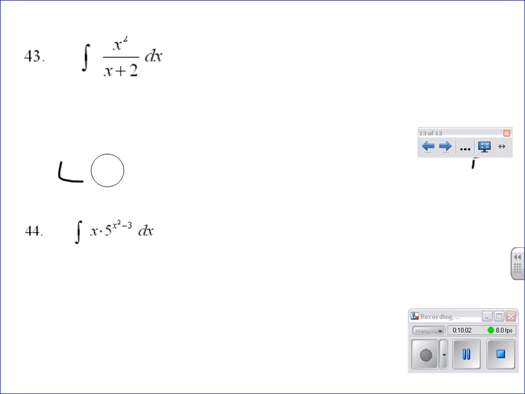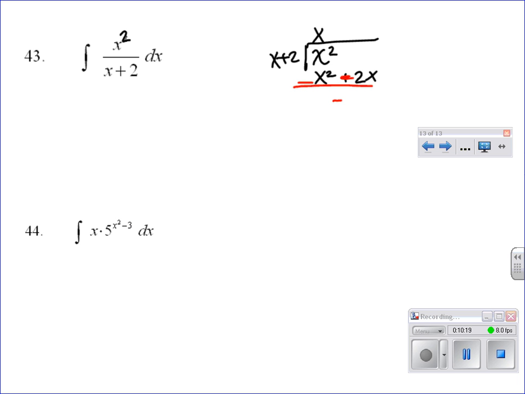Alright, so, sorry, I hadn't worked this out in class. 43. It's long division, because you have a larger power on top. So x squared divided by x plus 2. X times what is x squared? X. Multiply across, x times x squared, 2 times x plus 2. Now change both signs. So we get a negative 2x. These cross out. X times what is negative 2x? Negative 2. X times negative 2, negative 2x. 2 times negative 2, negative 4. Change both signs. So you have a plus 4.